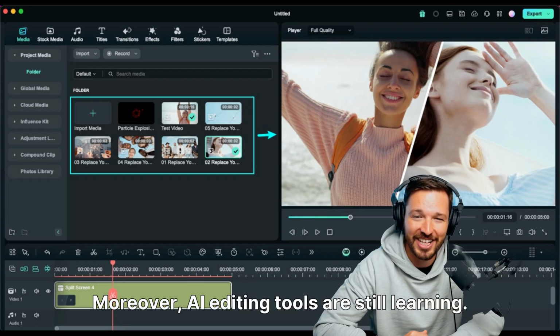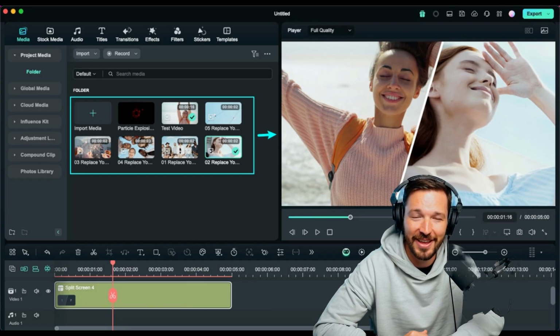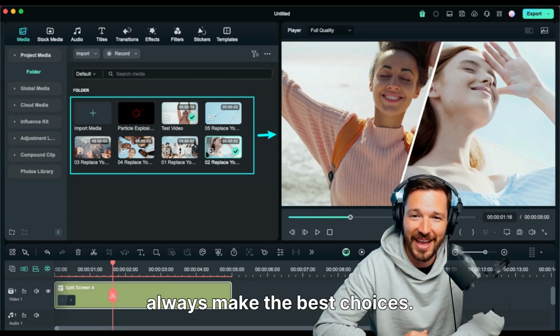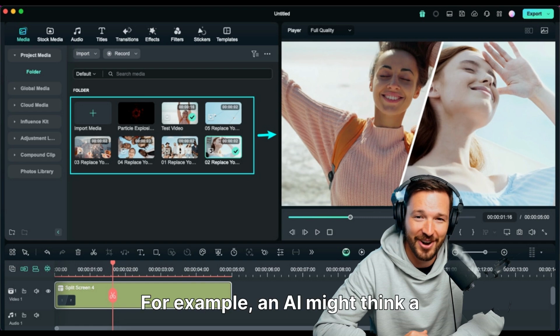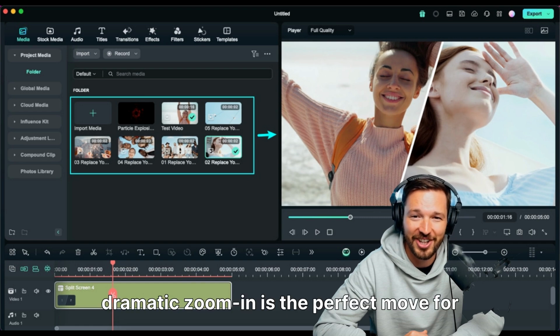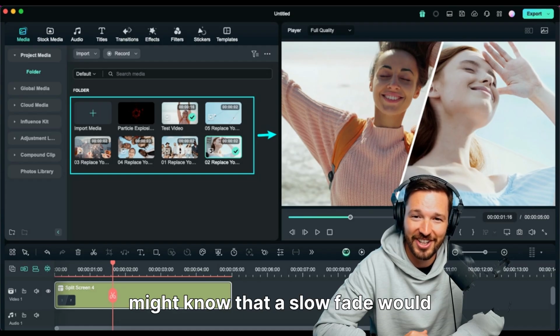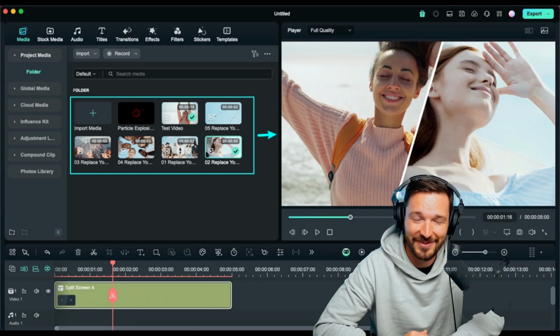Moreover, AI editing tools are still learning. They rely on data and patterns from previous edits, which means they may not always make the best choices. For example, an AI might think a dramatic zoom-in is the perfect move for a touching moment, while a human editor might know that a slow fade would convey the emotion better.